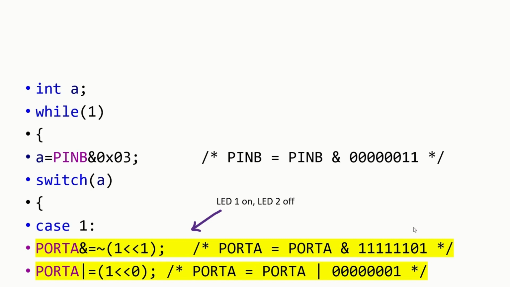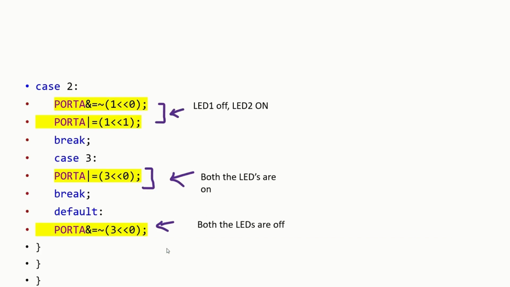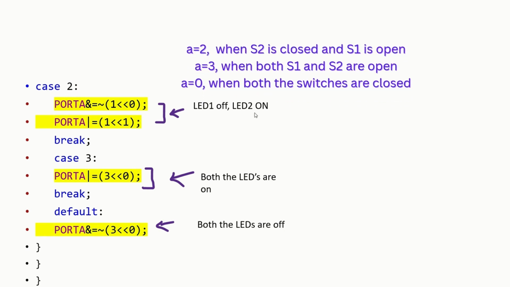Now for case 2, S2 is closed, so PB0 will be 0 and S1 is open, so PB1 is equal to 1. So if we do an AND operation of PINB and 0x03, A will be 2. Now for that we have to write the logic to turn on LED 2. So similarly we can use the port A data register, and we have to set bit number 1 of the port A data register, and clear bit number 0 of the port A data register.